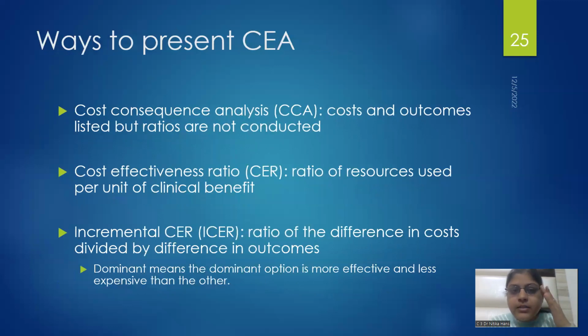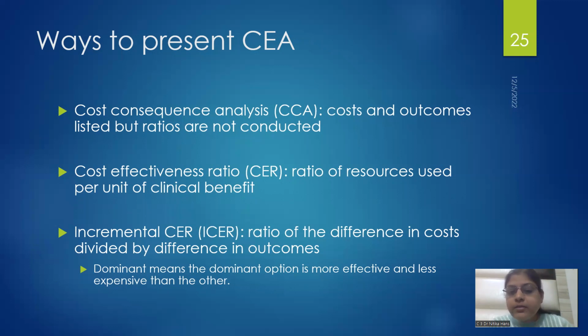Ways to present cost effectiveness: cost consequence analysis is a list of the costs of various drug treatments and the outcomes. It is just a list. It is not a ratio. Cost effectiveness ratio is the ratio of the resources used per unit of clinical benefit, meaning the cost of the drug divided by the clinical benefit. That is the cost effectiveness ratio.